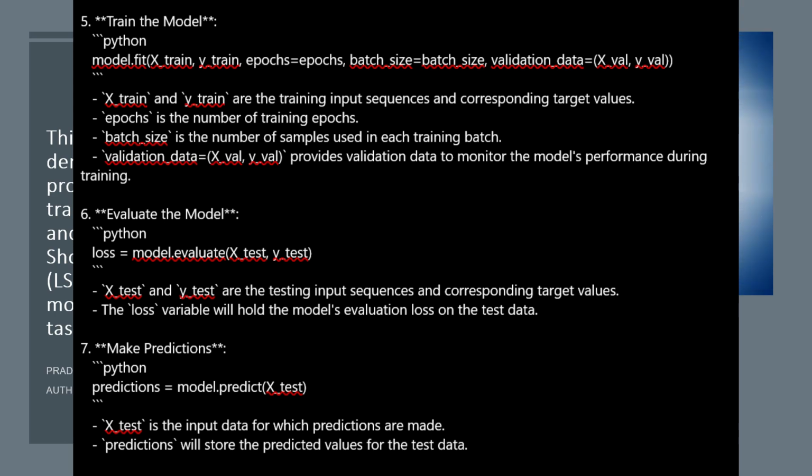7. Make predictions. Python. predictions = model.predict(x_test). x_test is the input data for which predictions are made. predictions will store the predicted values for the test data.